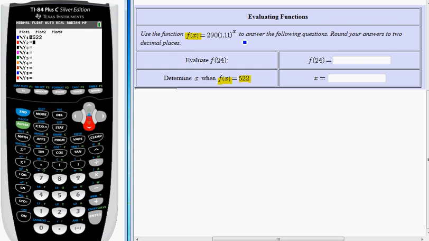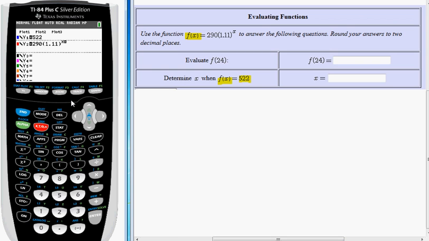Type in the right-hand side of the equation, which would be 290, left parenthesis, 1.11, right parenthesis. Use the caret key again. This time we're leaving x as a variable, so I'm going to use this key right here as the easiest way to get the letter x. Now my calculator is currently in standard viewing mode, which means that if I graph it right now, my window is such that I'll see 10 units to the left and right of the y-axis and 10 units down and up relative to the x-axis.